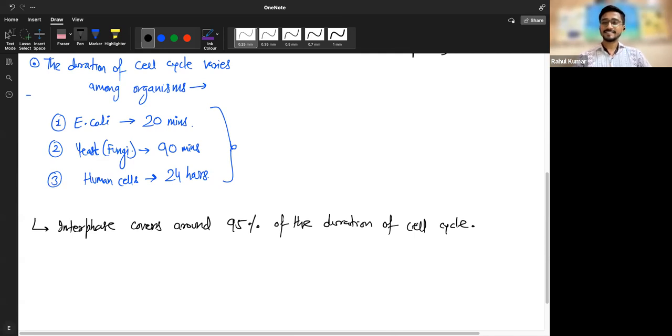So our cells are just like us. They spend around 95% of the time just resting and growing. They are eating and growing. And when they decide to divide, they just do it in 5% of the time, very fast.